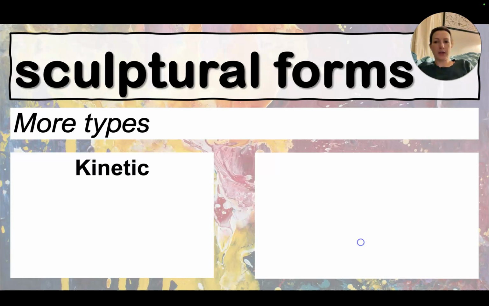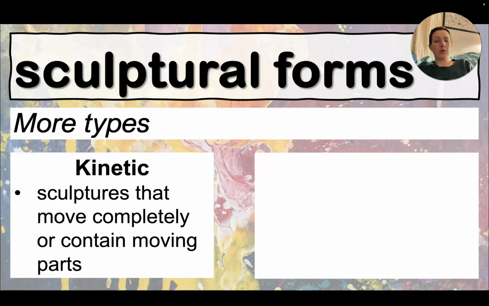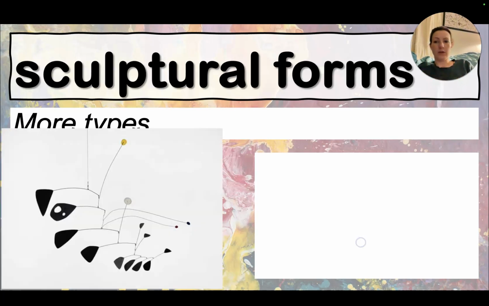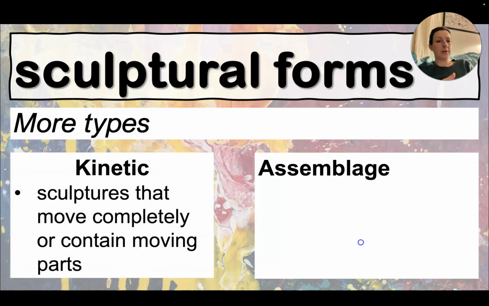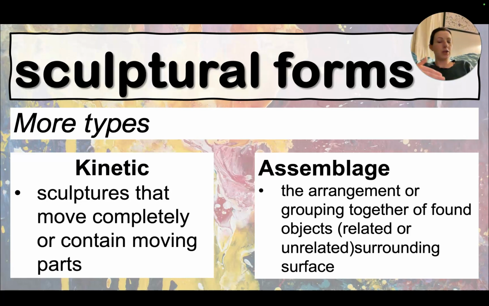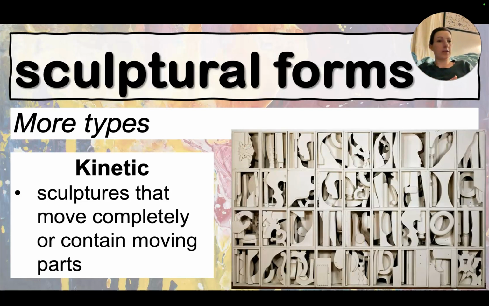So a couple more types. There's kinetic, which are sculptures that move around, so they can contain moving parts or move. This is an example of a mobile that would be hung from the ceiling and moves around. And then an assemblage. An assemblage is arranging or grouping together found objects, whether related or unrelated, and arranging them into a surrounding surface. This is an example of an assemblage piece.